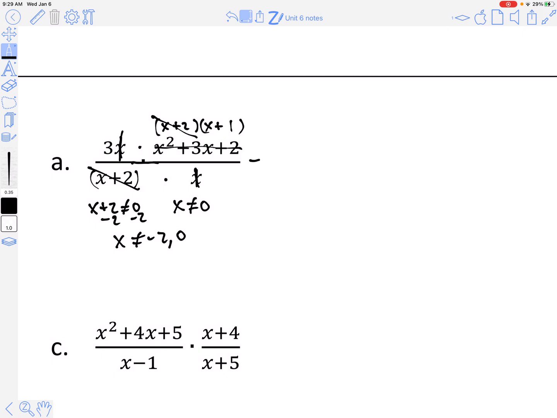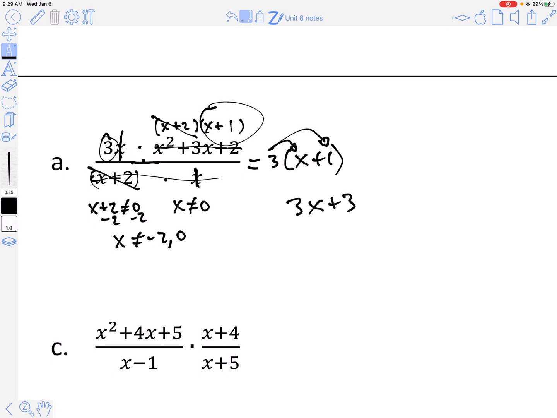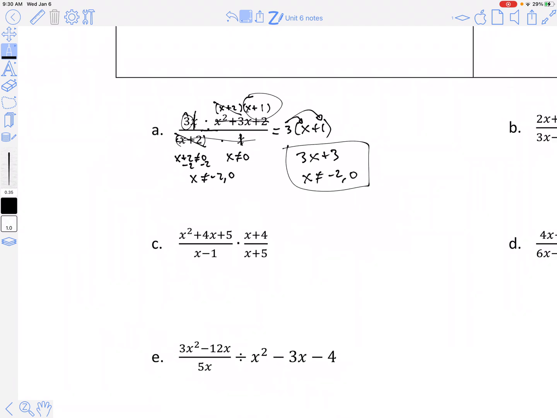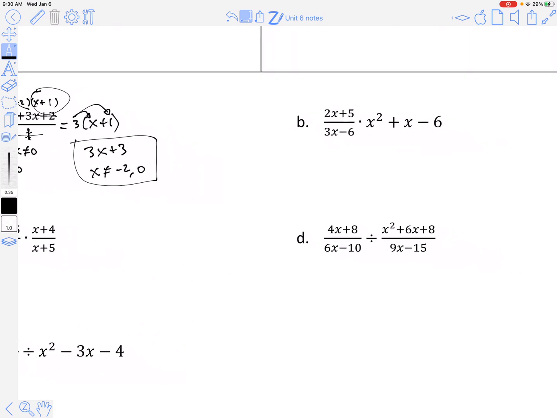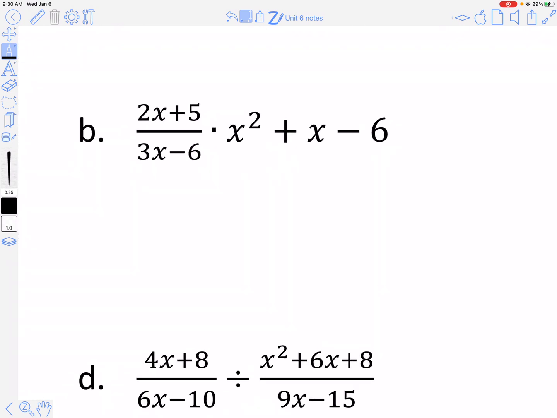So I'm left with 3 times x plus 1. There's nothing else in the denominator. There's the 3, there's the x plus 1, everything else was crossed off. So now I'm going to multiply that to simplify it some more. 3x plus 3, where x cannot be negative 2 or 0. Okay. All right, let's do b real quick.